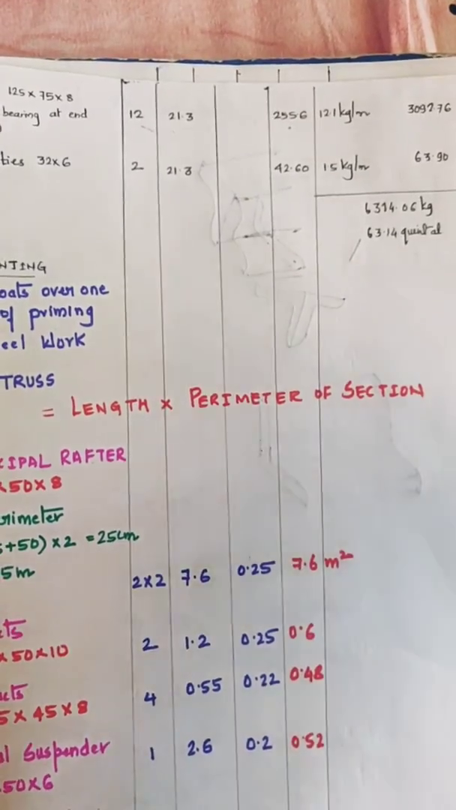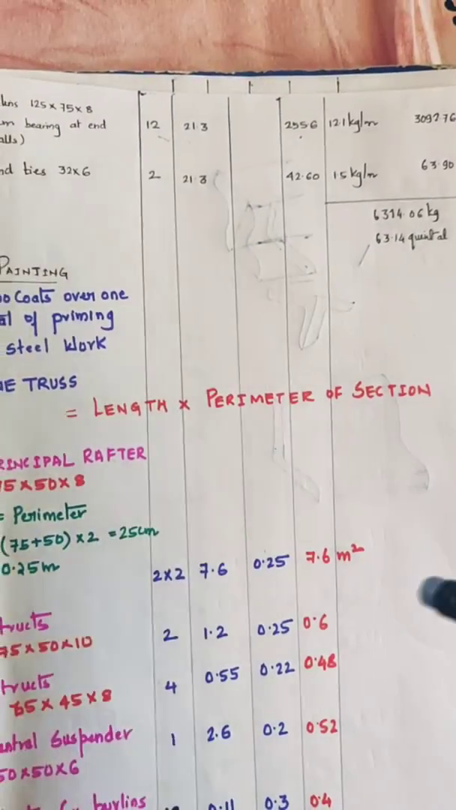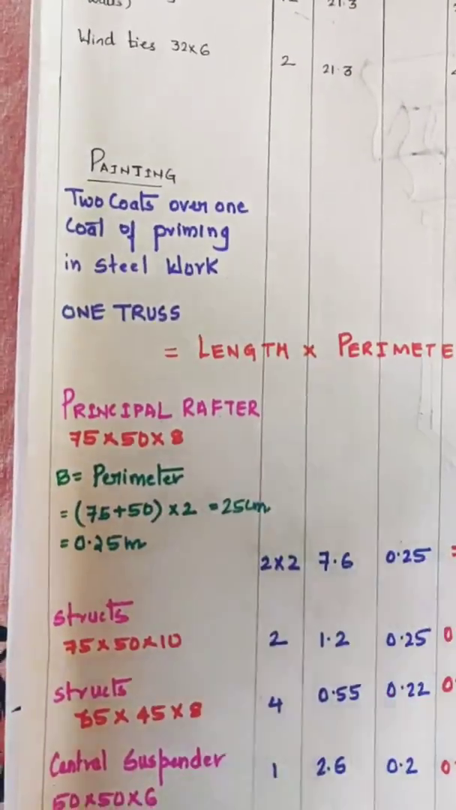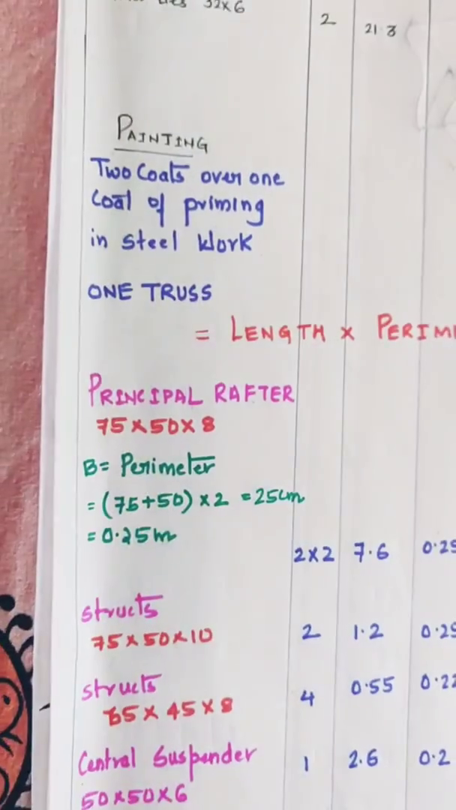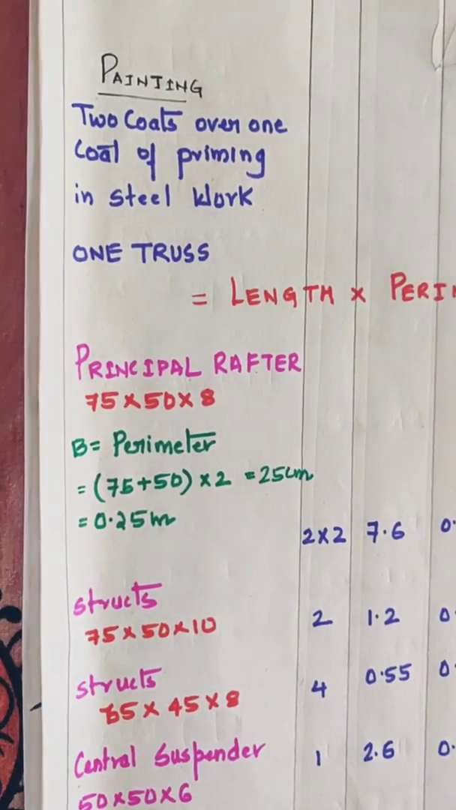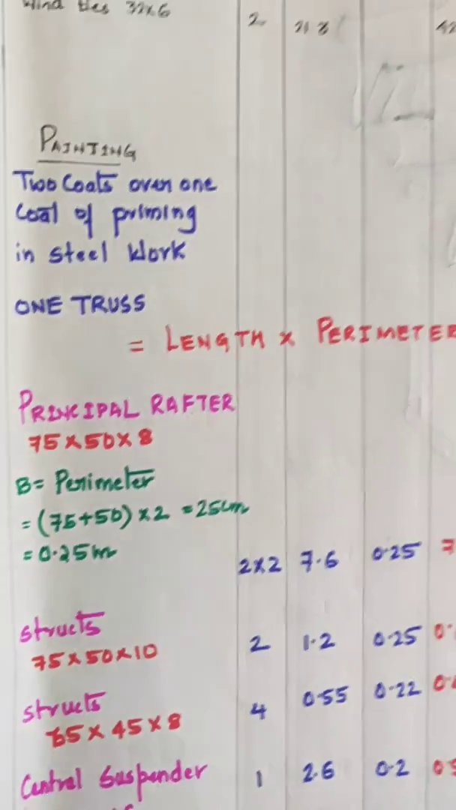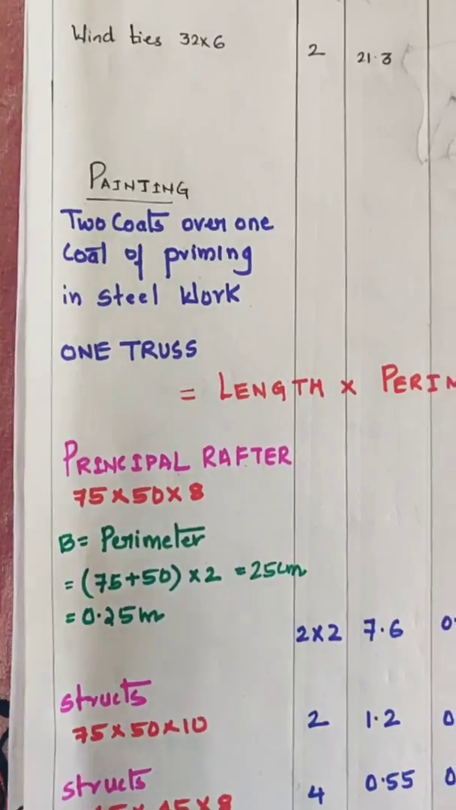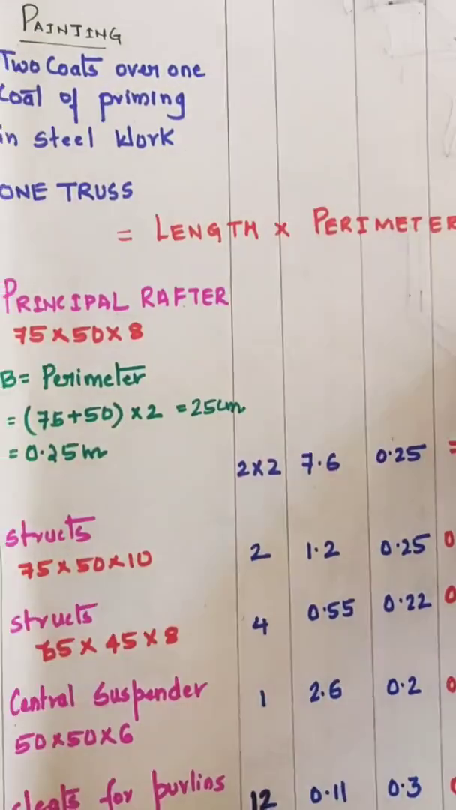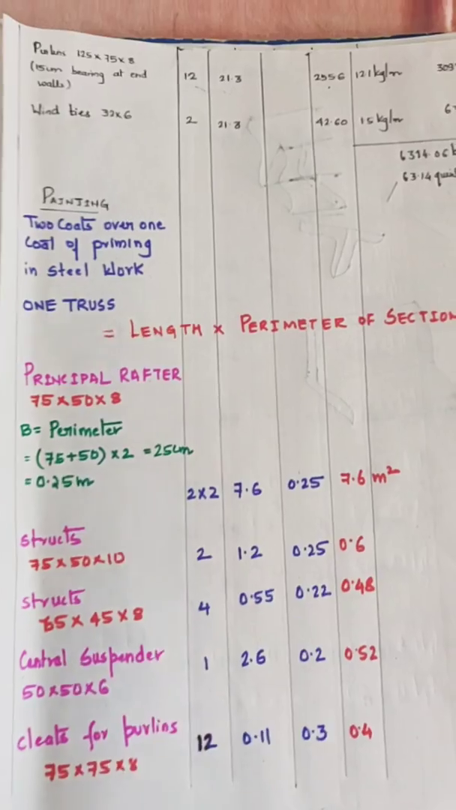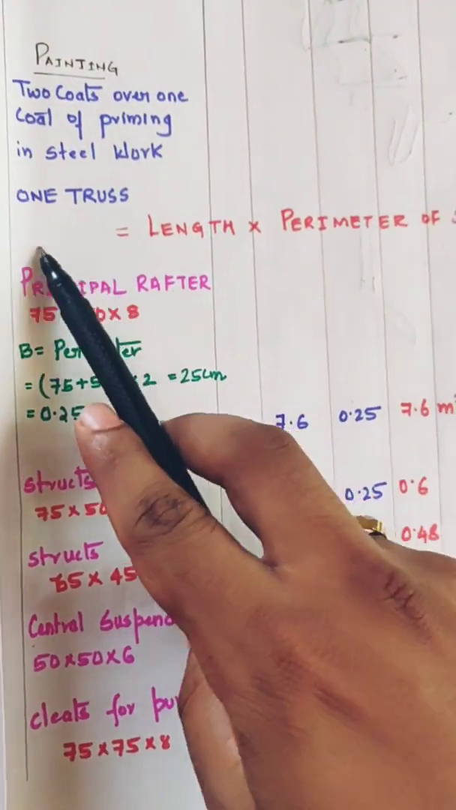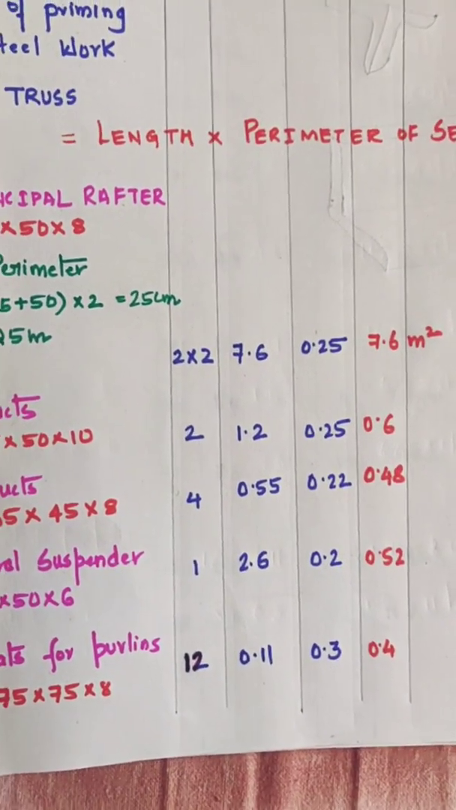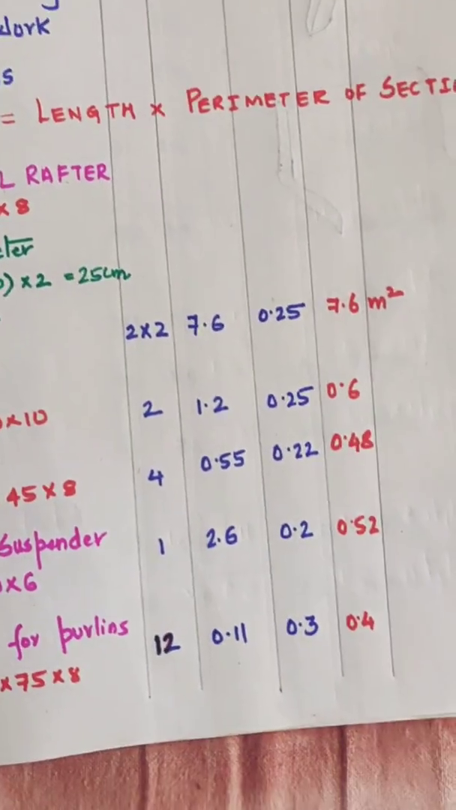So far we discussed the quantity calculation related to the steel part. Now we'll discuss the quantity calculation for the painting, right? Painting here includes two coats over one coat of priming in steel work. Again we'll follow the same method, calculating the quantity for one truss. When we are done with the calculation of quantity of painting for one truss, we'll multiply that with the number of trusses, right?